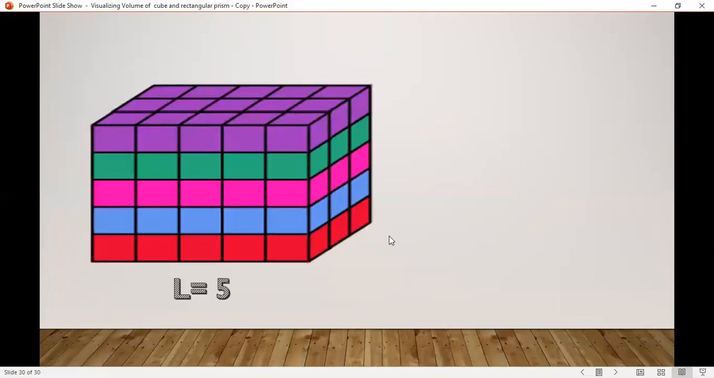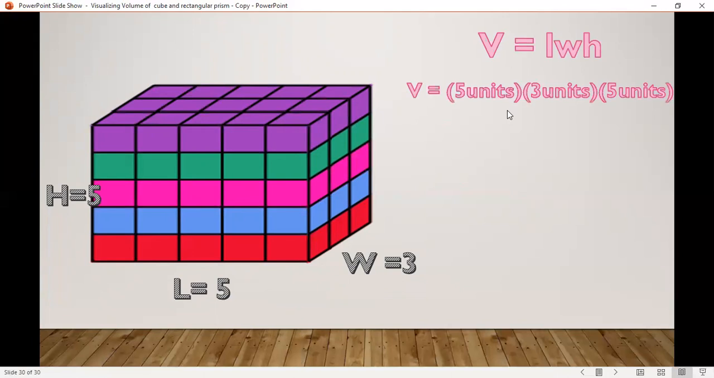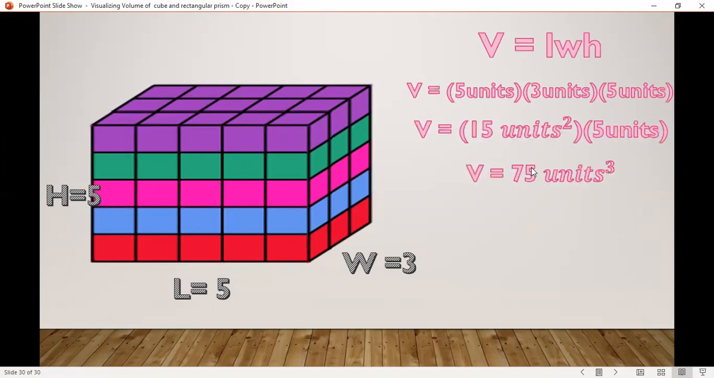Length 5, width 3, height 5. Volume equals length times width times height. 5 units times 3 units times 5 units. 5 times 3, 15 units squared times 5 units. Volume equals 75 units cubed.